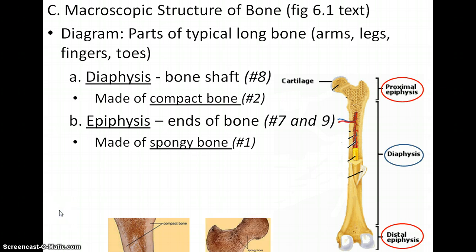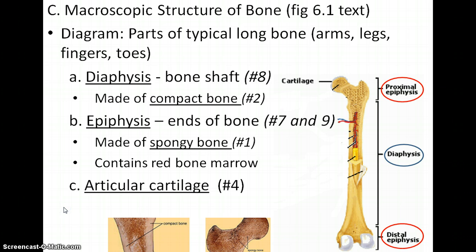Here's a close-up picture of the spongy bone. Spongy bone has a lot of open spaces, and in the adult that would be filled with red bone marrow. When you do a bone marrow test or a bone marrow transplant, you often remove bone marrow from that section of the femur. Another structure shown in this picture is the articular cartilage.